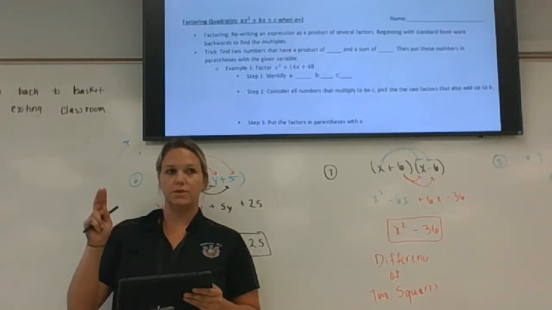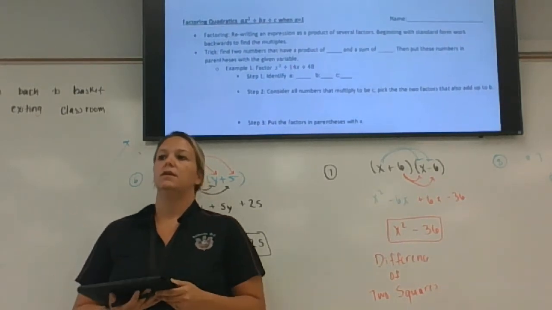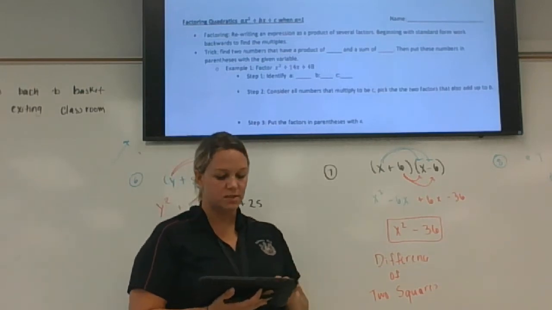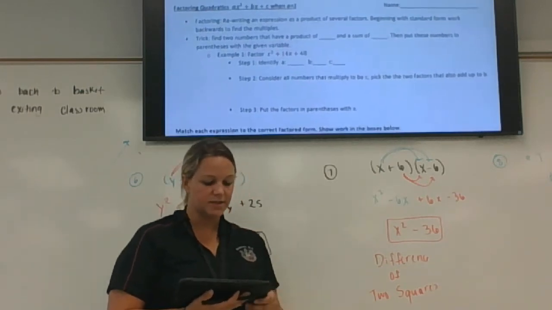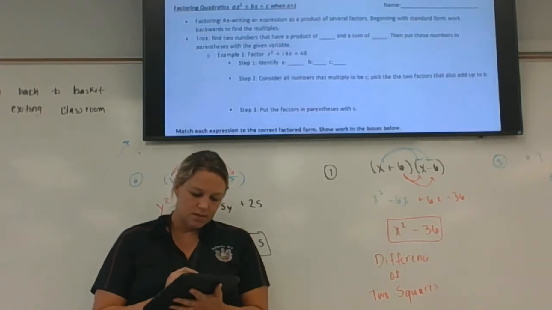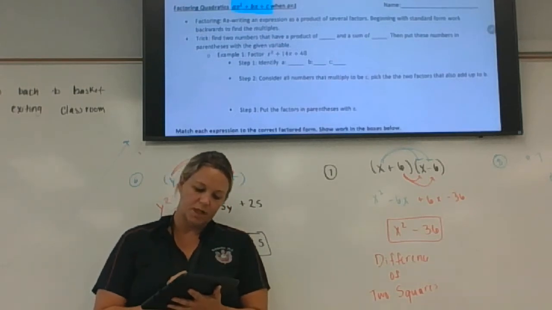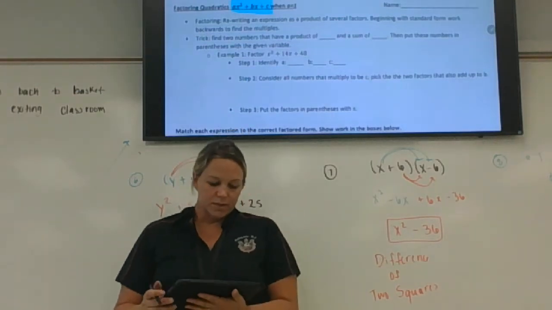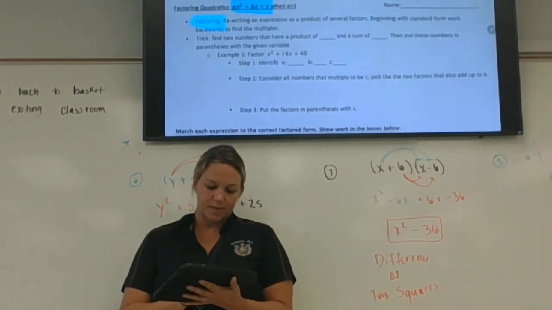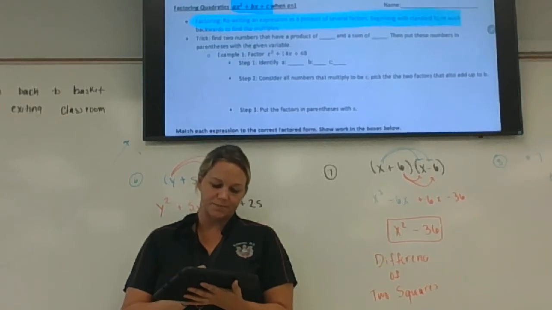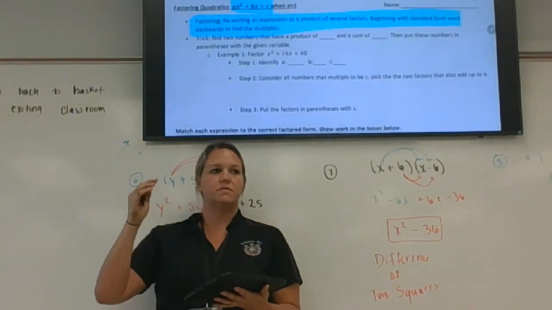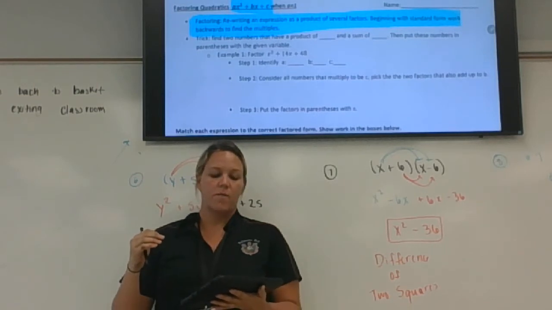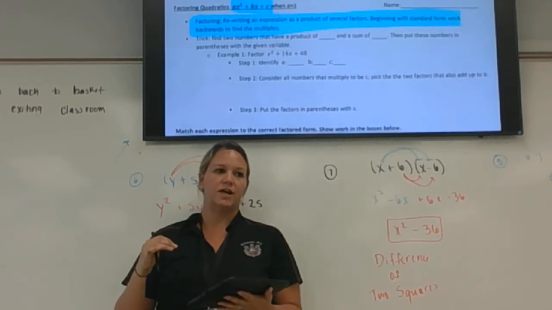Okay, so there were two problems on your pretest, and I showed answers, but I didn't explain how to do it. I said today we'll take the whole day to do it. So this is it. It's factoring quadratics. This is a trinomial here. It's got 1, 2, 3 terms in it. When a equals 1. So factoring, by definition, is just rewriting an expression as a product of several factors.